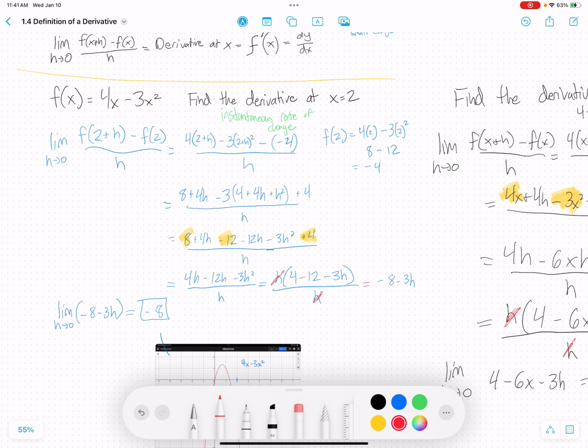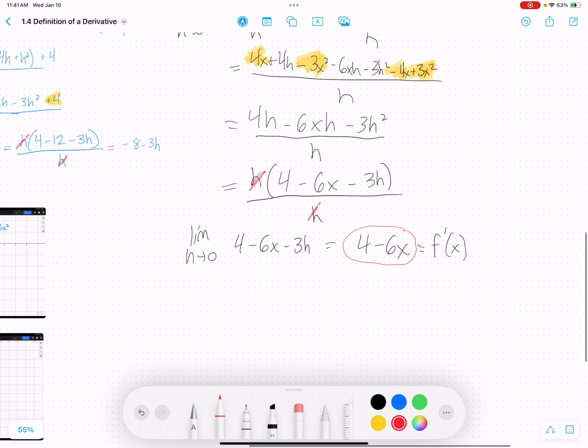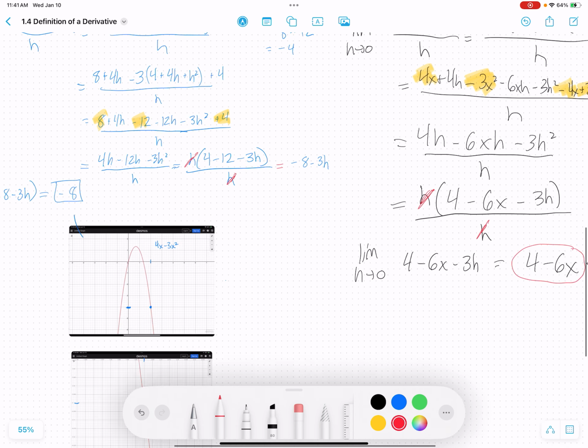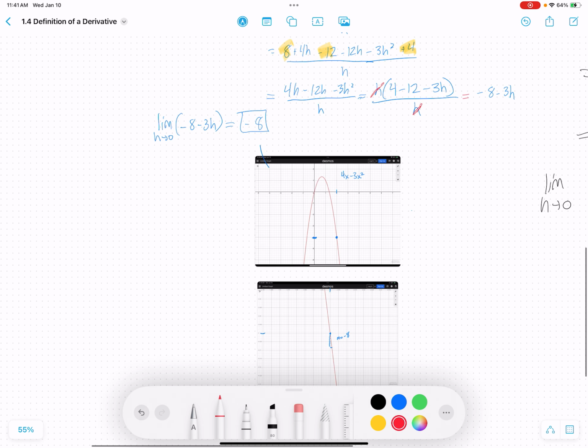You're welcome to pause this video and work on some of those. There's also a few questions on your homework where you're finding the derivatives of just any function without specifying an x value, so you're welcome to pause the video and also work on a few of those. But the last thing I want to talk about is our tangent lines.